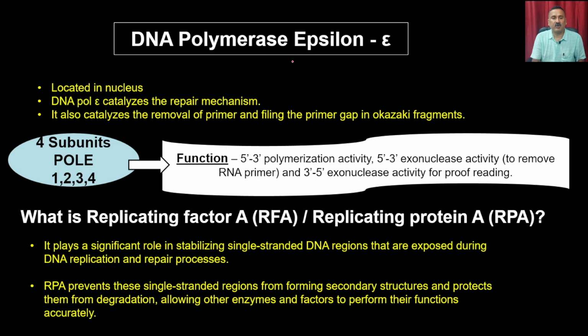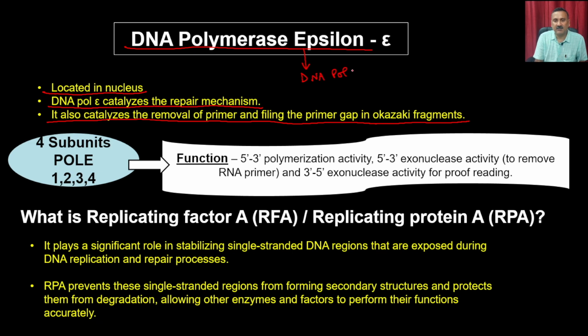Then we have the DNA polymerase epsilon, right. It is localized in the nucleus. DNA pol epsilon catalyzes the repair mechanism. It also catalyzes the removal of primer and filling the primer gap in the Okazaki fragment. So, it is very close to the function you have seen in the prokaryotic system as DNA pol 1. It has the same kind of role: it is going to remove the primers, and it is also going to fill the gap between the Okazaki fragments.